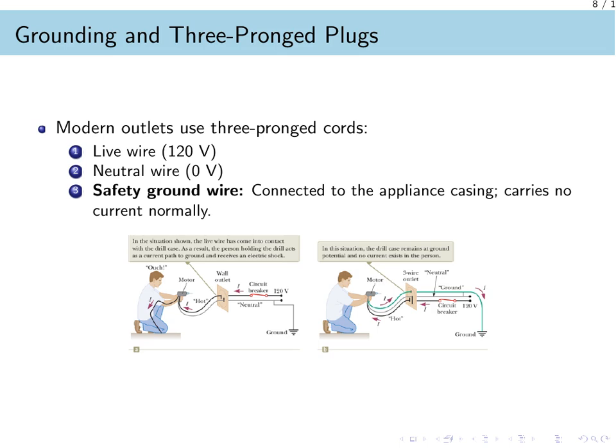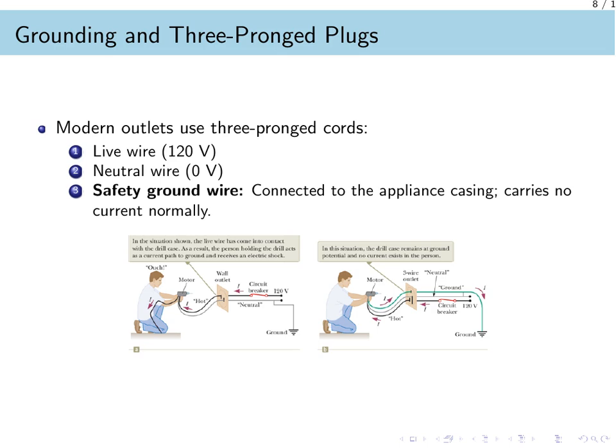To protect against electric shock, modern electrical outlets use three-pronged cords and plugs. The first two prongs are the live wire at 120 volts and the neutral wire at 0 volts. The third prong connects to a safety ground wire. Under normal conditions, this ground wire carries no current and is connected directly to the metal casing of the appliance.